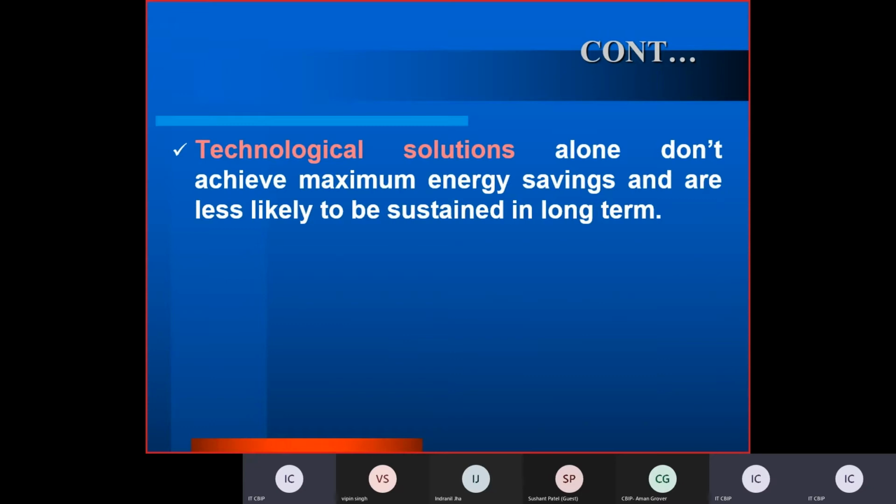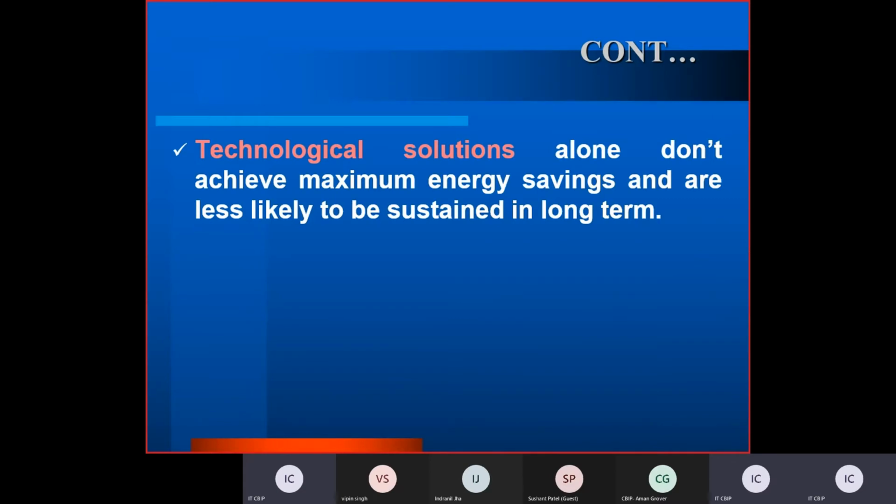Next is the technological solutions. There are many things. Your process may be obsolete, your process may be inefficient, it is consuming more energy. The people working in the organization in the technical field must be aware of the new technological solutions that are coming to improve the process. Technological solutions alone don't achieve maximum energy savings and are less likely to be sustained in the long term.